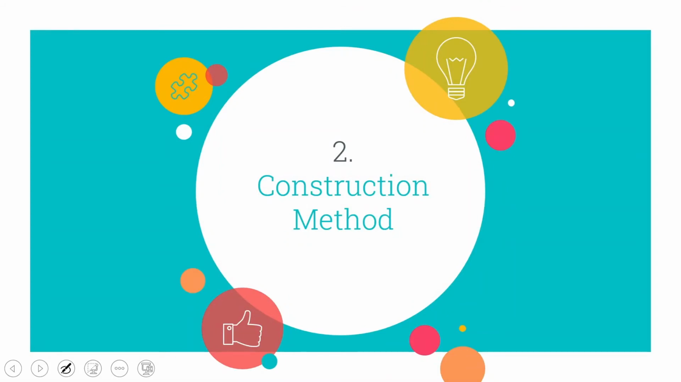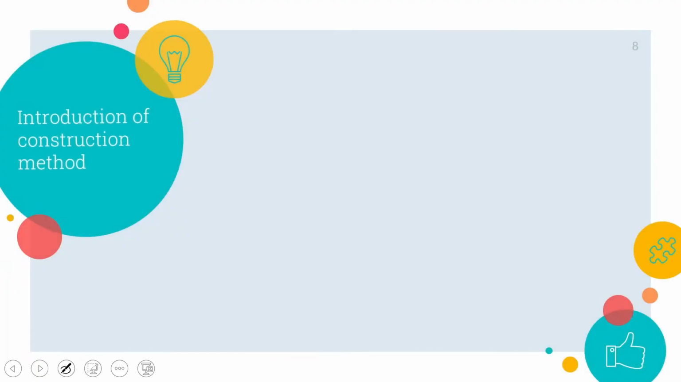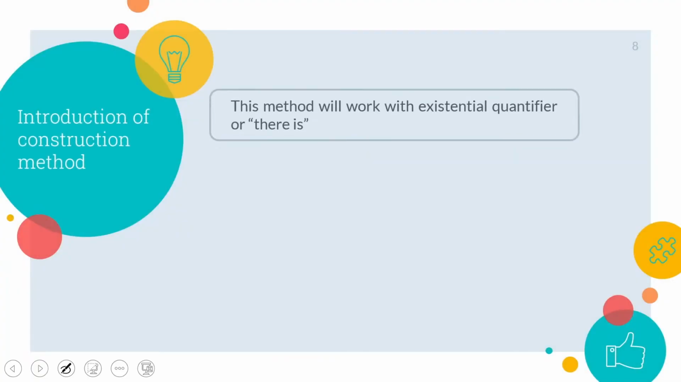Okay, so we are going to the next part, which is the construction method. As an introduction, this method will work with the existential quantifier that you have learned in the chapter before, chapter 2, or you will be dealing with the words there is, or there are, or there exists. Some other words come with the same meaning as the existential quantifier.